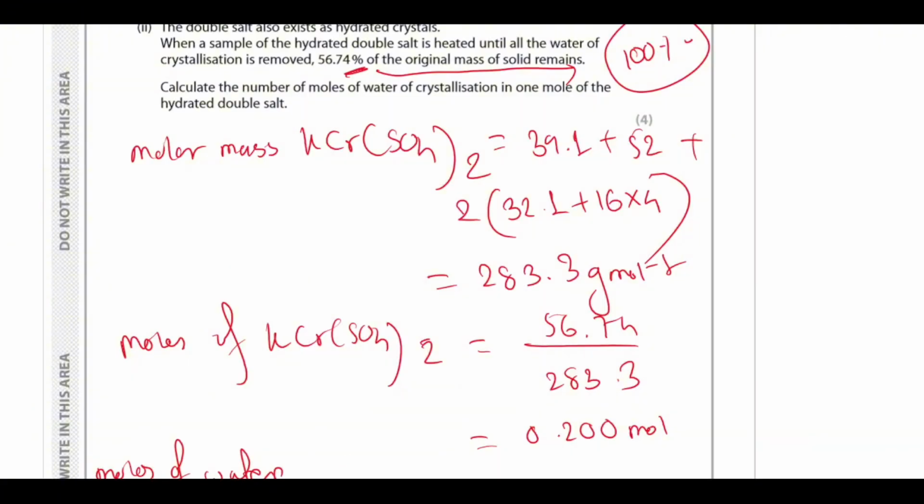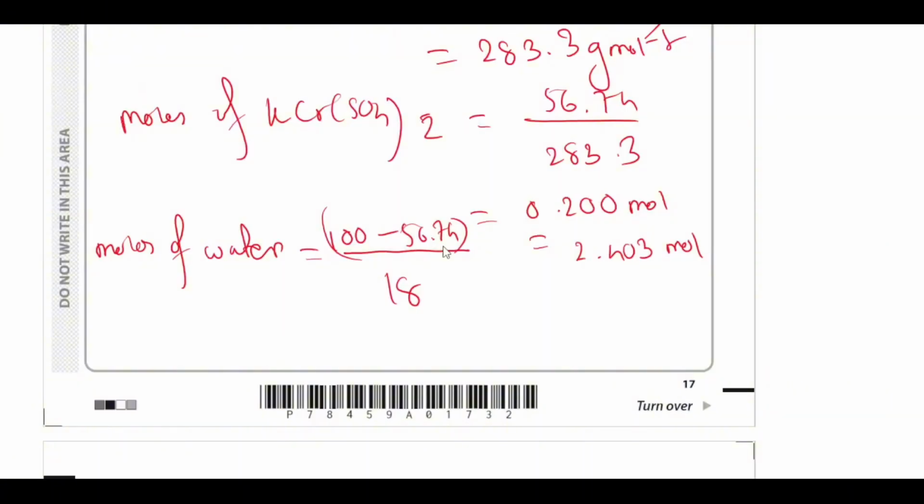What you can do is get the mass, just subtract it: 100 minus, of course, we have 56.74. That's the amount of water that got evaporated. And now that's the mass. So if you want to find the moles, you just divide it with the molar mass of water, which is of course 18. So eventually 18 equal to, this will provide you 2.403 mole.